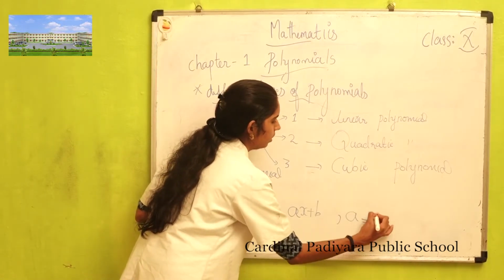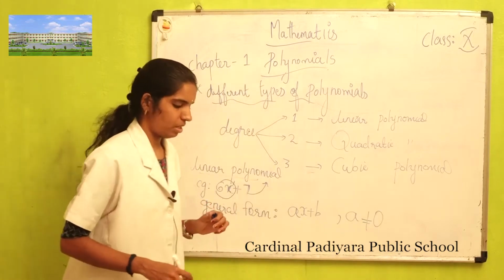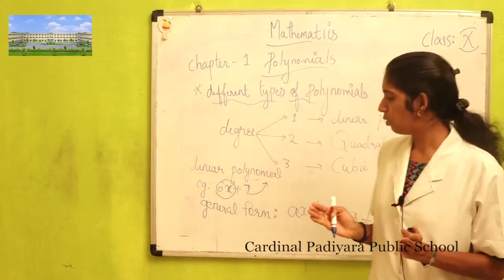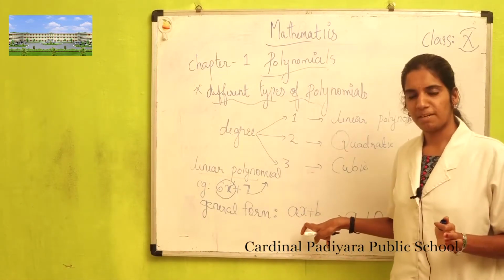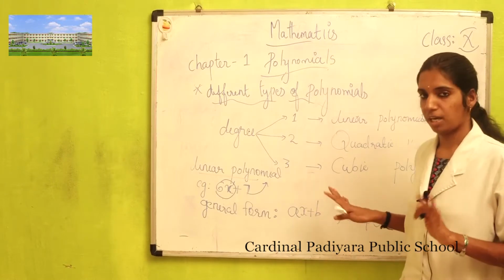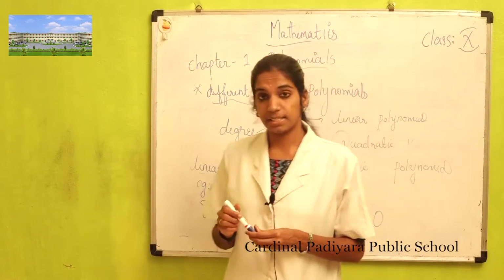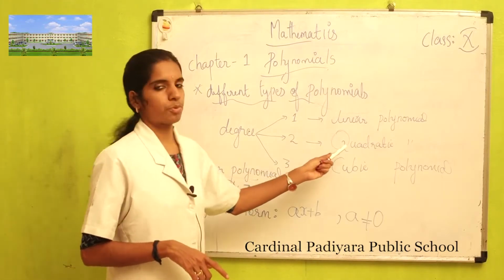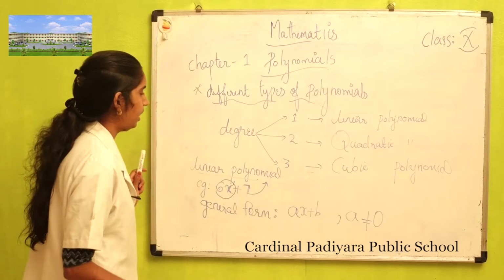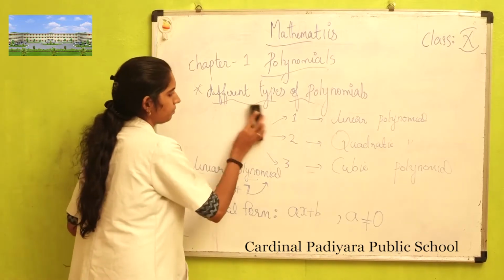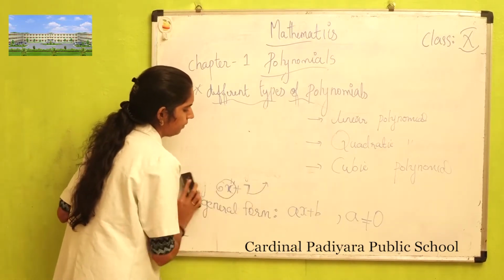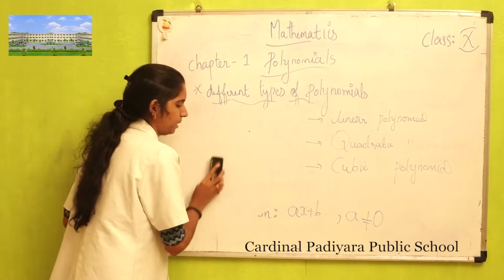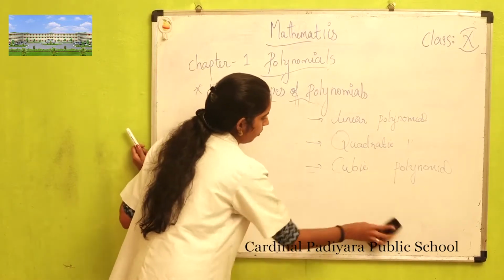not equal to 0. So what is the general form of a linear polynomial? The general form is given by ax plus b, where a not equal to 0. That is the general form. So similarly we can form the general form of quadratic, and also we can form the general form of cubic. So what is the general form of a linear polynomial? Ax plus b, where a not equal to 0.